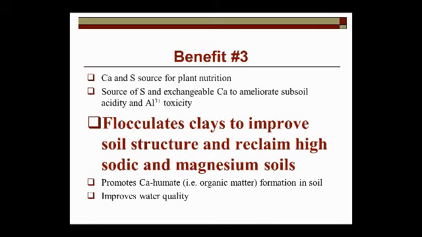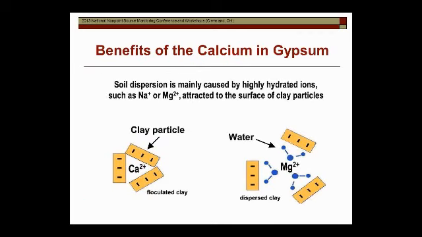Flocculating clays just means we take individual clay particles and bind them together to make micro aggregates. So here we see some clay particles. Magnesium binds with water to make a very high hydrated ion. And because magnesium with water is very large, it pushes the clay particles apart and they're dispersed. And when rainfall occurs, all those individual particles begin to move into pores. They eventually clog the pores, causing crusting and reduced infiltration.